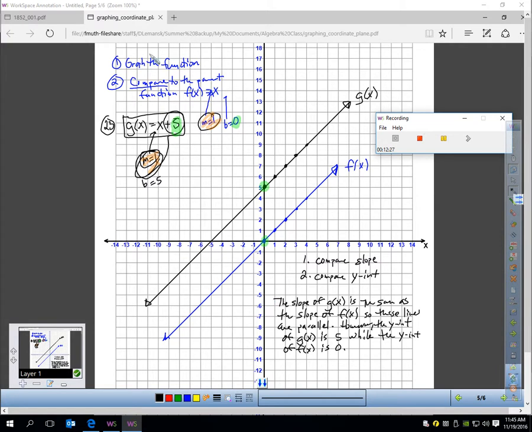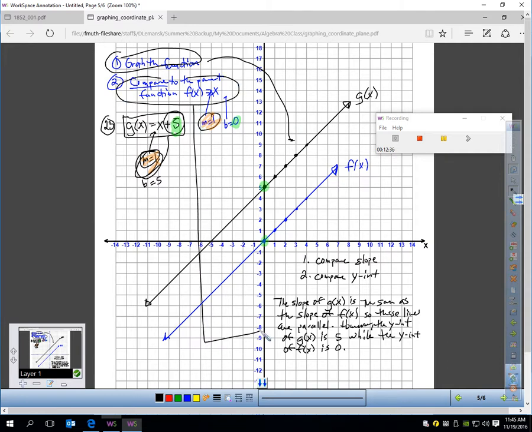So this would be graphing. I got that taken care of here, but when I compare the two, that would be me writing a statement comparing the slope and comparing the y-intercept.